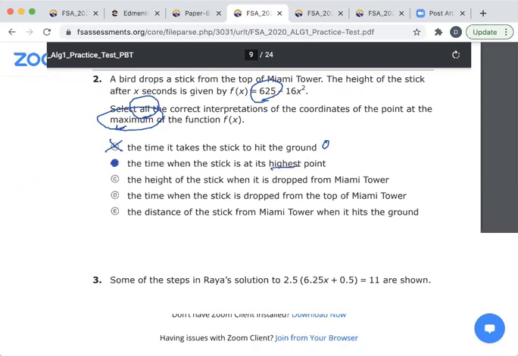Okay, the height of the stick when it is dropped from the Miami Tower. So when it is dropped, that's also at the highest point or the maximum. So C is also an answer. The time when the stick is dropped from the top of the tower. So from the top is also at the highest point or the maximum. And the distance of the stick from the Miami Tower when it hits the ground. So hits the ground is equal to 0 or the lowest point. So that is not an answer. So for this one, it would be B, C, and D.